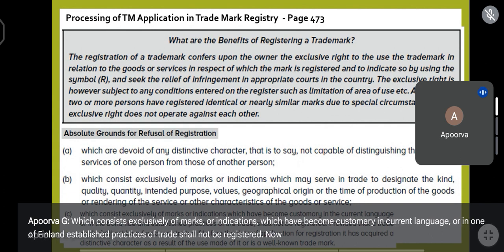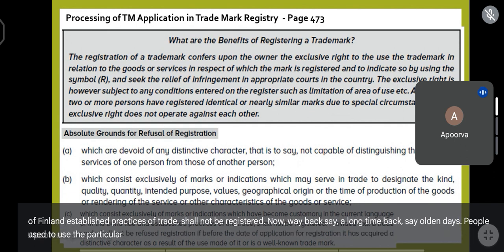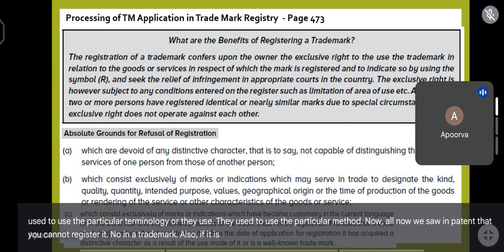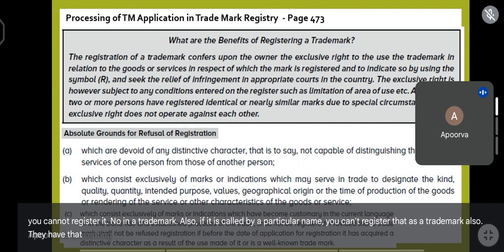Now, way back, in the olden days, people used to use a particular terminology, or a particular method. Now we saw in patent that you cannot register it. Now in a trademark also, if it is called by a particular name, you can't register that as a trademark also. They have those restrictions.